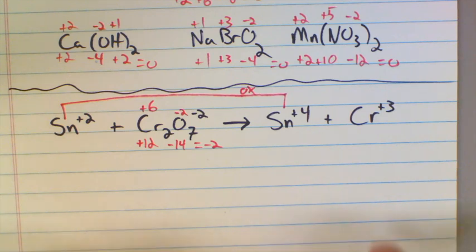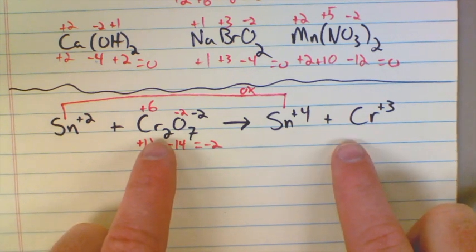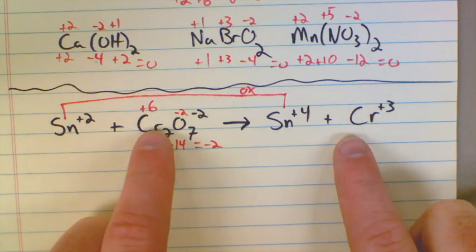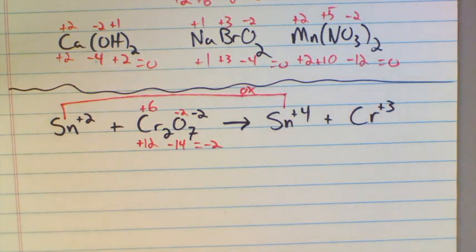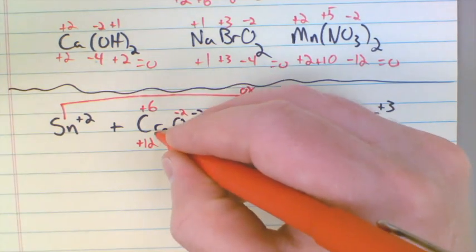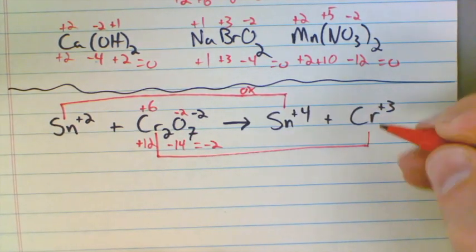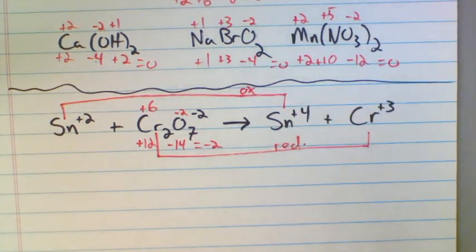And then, let's just do a double check here with the chromium. It should be being reduced. Now reduction is a gain in electrons. So it's going from positive 6 to positive 3. So yeah, it's gaining electrons. It's becoming less positive. So that's a reduction. We got our reduction, so our redox here.